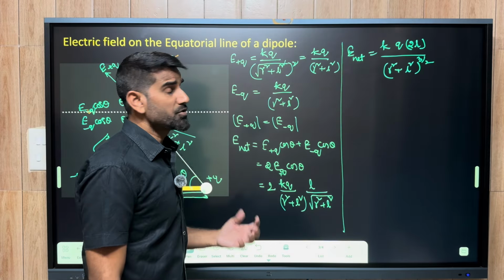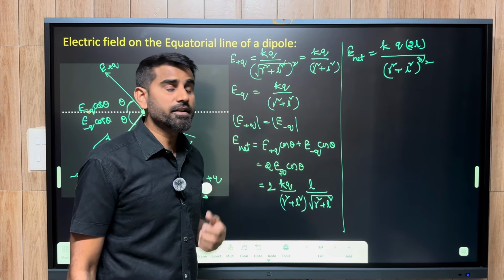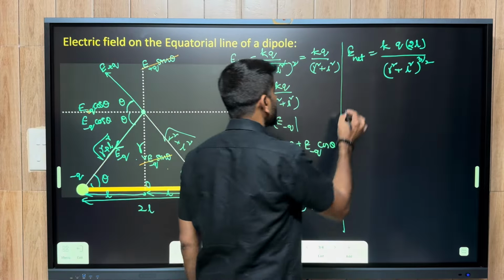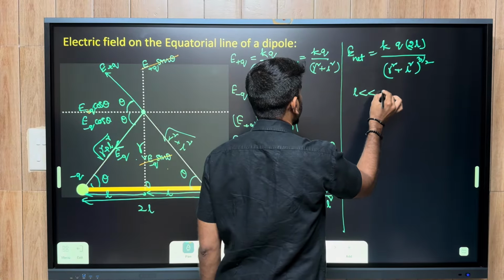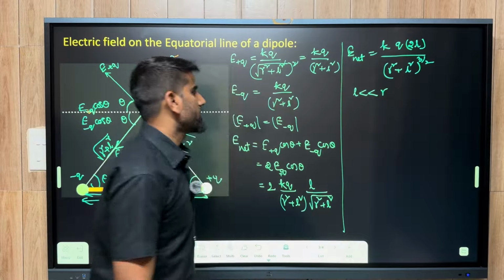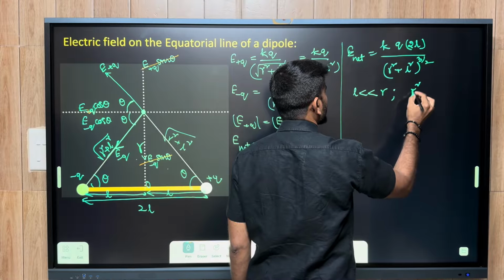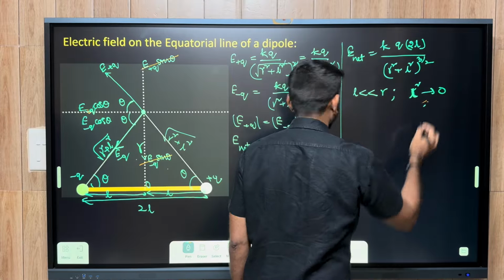Now let's use the approximation that we have already used in the earlier case, that is L is very much smaller than r. In such a case, L square tends to 0.